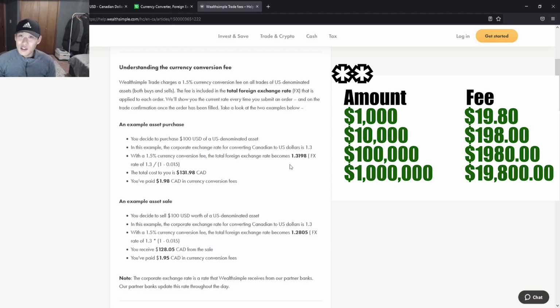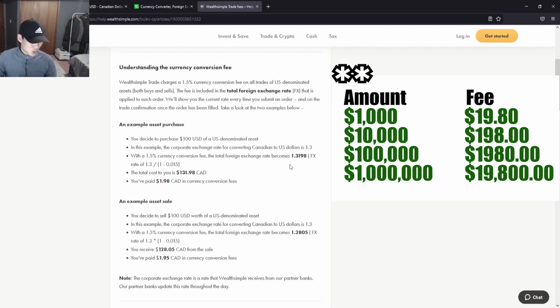Okay, so $1,000 will cost you $19.50. If you were to do $10,000, your fee to purchase those stocks would cost you $195. Now, the question that is begged here is, why would you do that? I don't see a reason for you doing that.